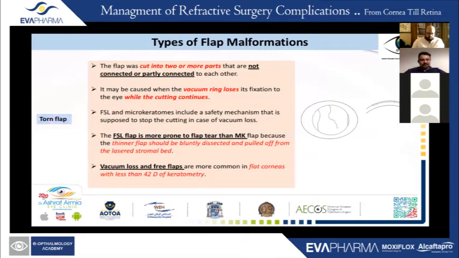It may be more worth. It's a torn flap, and it's more common to happen in the cut into 2 or more parts, not connected, due to vacuum ring losses while the motor is continuing. The femtolasic flap is more prone to flap tear than the microkeratome, because there is a thinner flap in the femtolasic compared to the microkeratome. Usually it happens if it's a very flat cornea, less than 42 diopters.